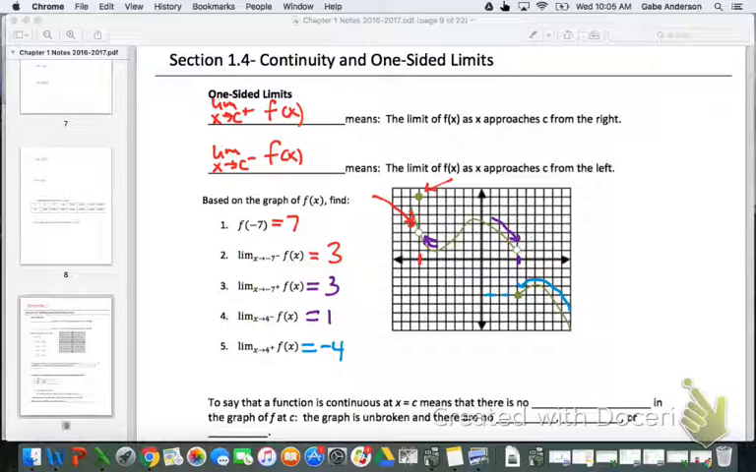Okay, we are going to conclude our video here talking about continuity. To say that a function is continuous at x equals c means that there is no break or interruption in the graph of f at c. It means the graph is unbroken and there are no gaps, jumps, or vertical asymptotes. We've looked at those before, but now we're going to look at it in terms of continuity.